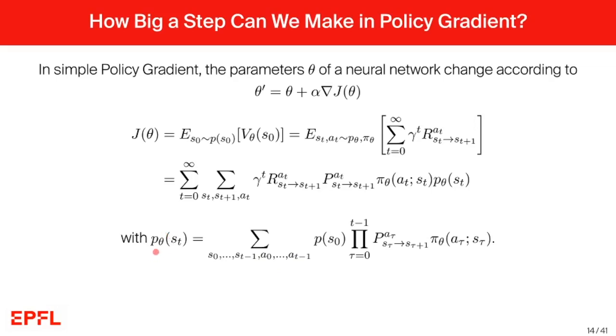So what is important here is that this probability of a state that can be reached at time t depends on the policy pi theta. This is not surprising because the state that can be reached by a reinforcement learning system does not only depend on the dynamics of the environment, but of course also on the policy that is taken, on the actions that are taken in that environment.